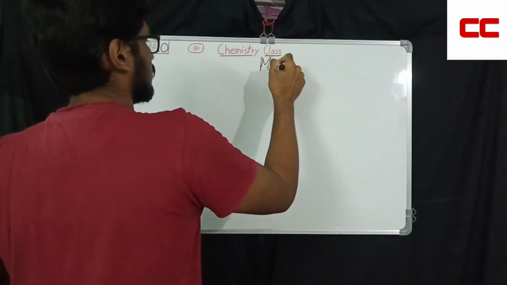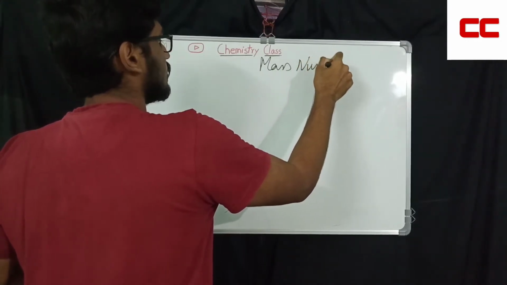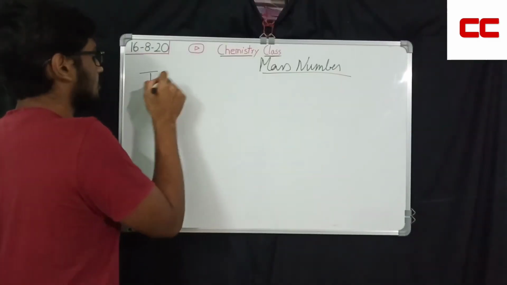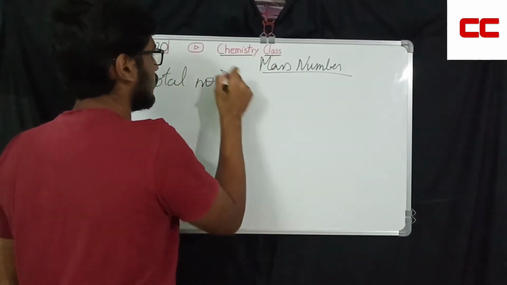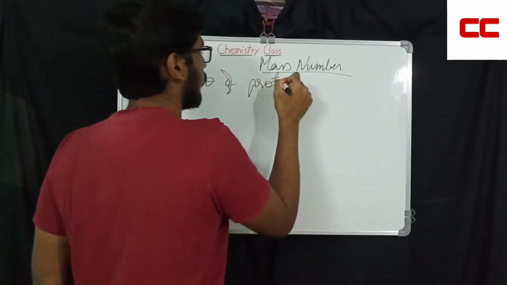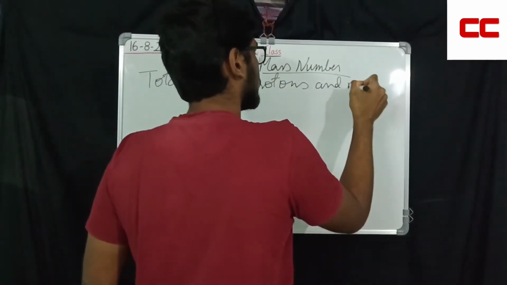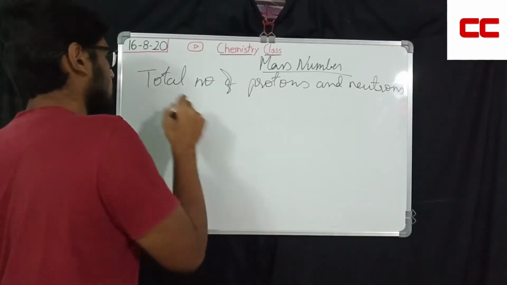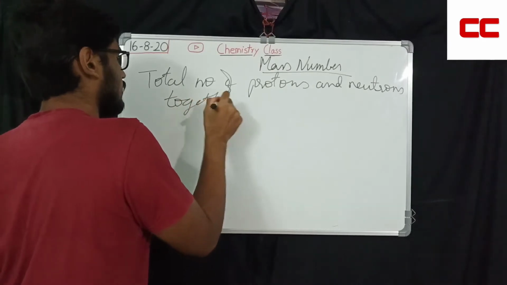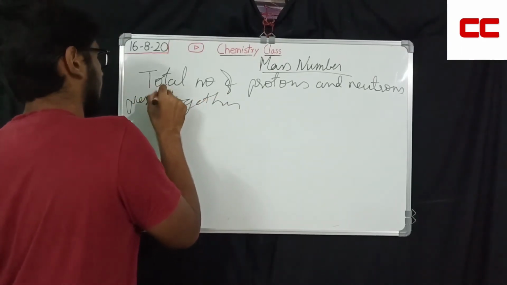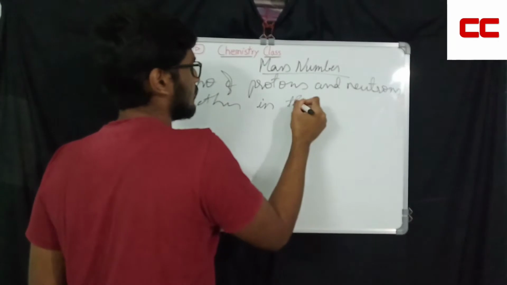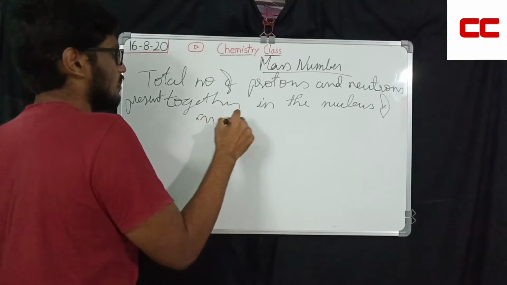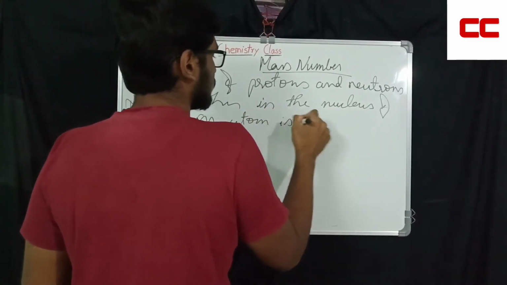Atomic number and mass number. So now let's learn what is mass number. Mass number is the total number of protons and neutrons, that means both combined. The total number of protons and neutrons present together in the nucleus of an atom is called mass number.